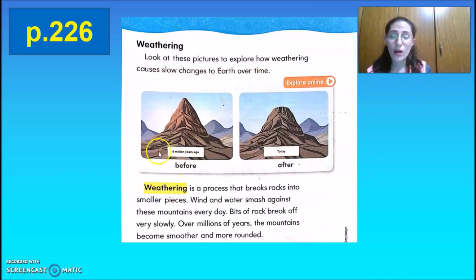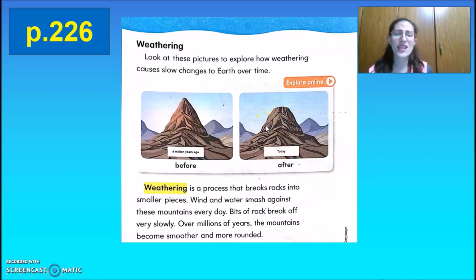Before, 4 million years ago, check out how this mountain was, okay? Are you guys observing? Check out how this mountain was. And check now, after 4 million years, what happened to this mountain? Excellent, it's becoming smaller, right? Why do you think it is becoming smaller?